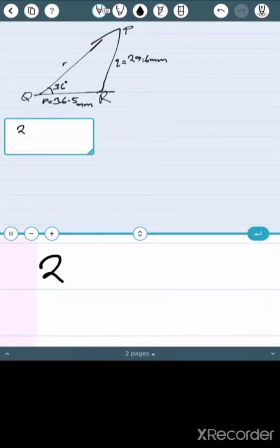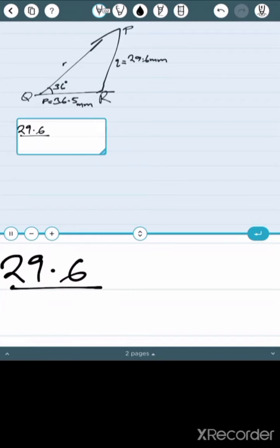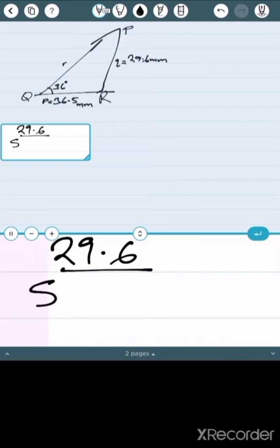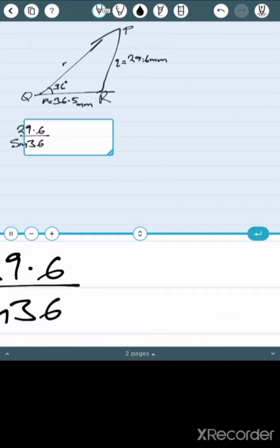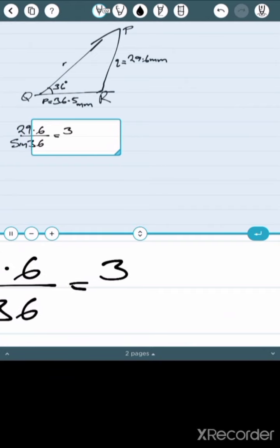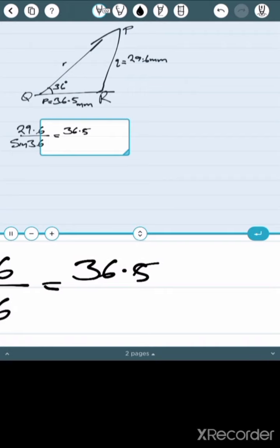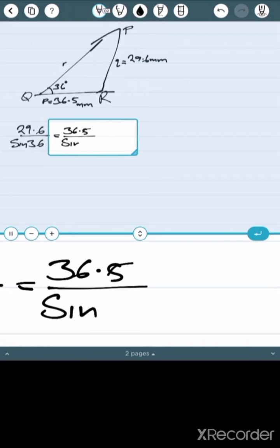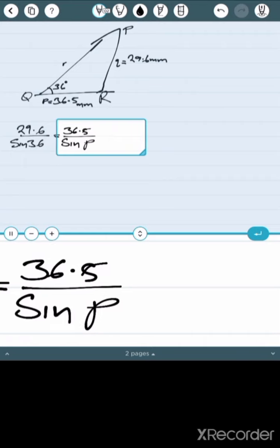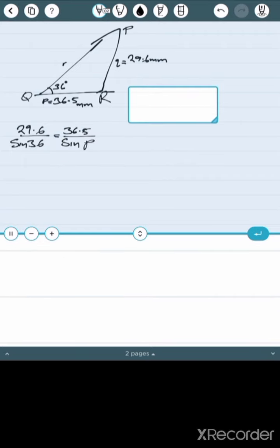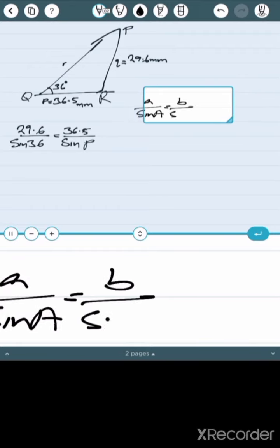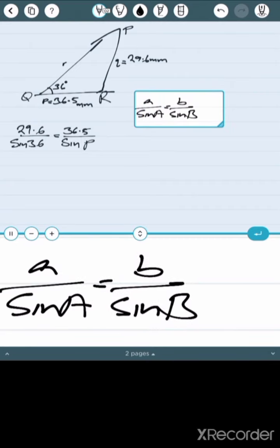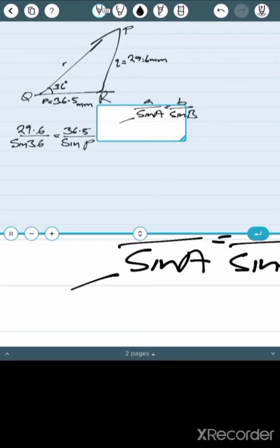So this becomes 29.6 over sine 36, and this will be equal to 36.5 over sine p. Now, what have we done here? We've simply applied the sine rule. Remember, we had a over sine A is equal to b over sine B. So this is just exactly what we've just done there.